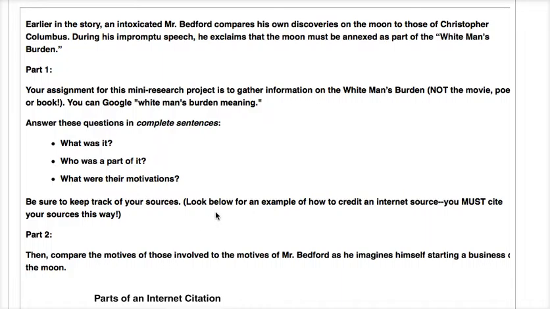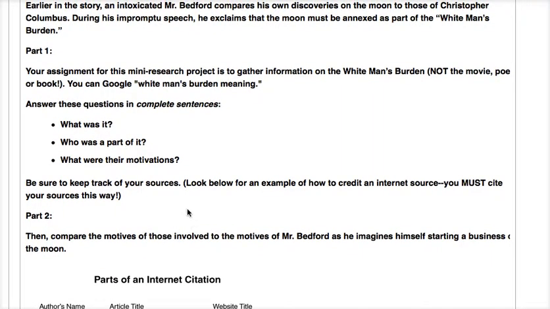Now you're going to look below in part 2 for an example of how to credit an internet source. And you must cite your sources this way. This is part of your grade on this essay. Your essay isn't just answering these 3 questions. You must cite your sources, and we'll go down below and I'll show you in a minute.